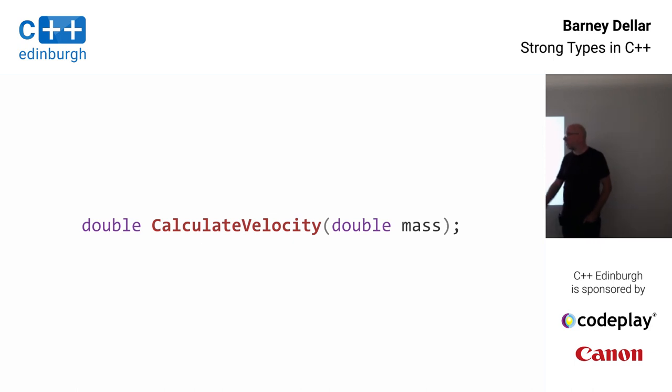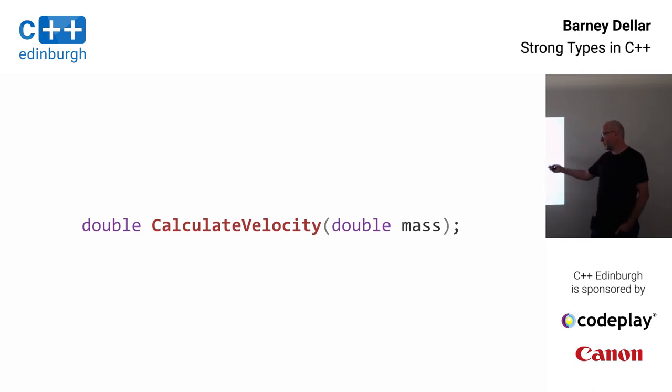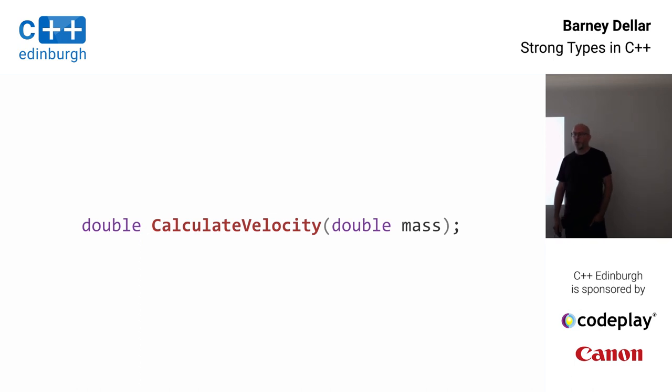And when we see a function like this, what meaning can we extract from it? We can guess that it probably calculates a velocity if it's well named. It hopefully takes in a mass, and it calculates a velocity which it returns, and these are both represented as doubles. So we know how these numbers are represented, but we don't know what they represent. We don't know what they mean.